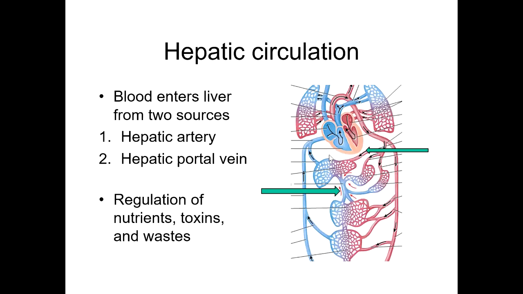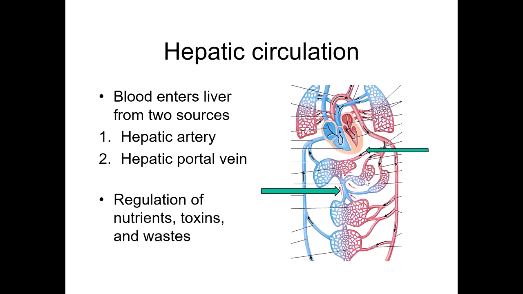So really, your liver has two sources of blood flow. It does have direct flow from a branch of the celiac artery, the hepatic artery, that feeds those tissues, which then goes to the hepatic vein and the inferior vena cava.